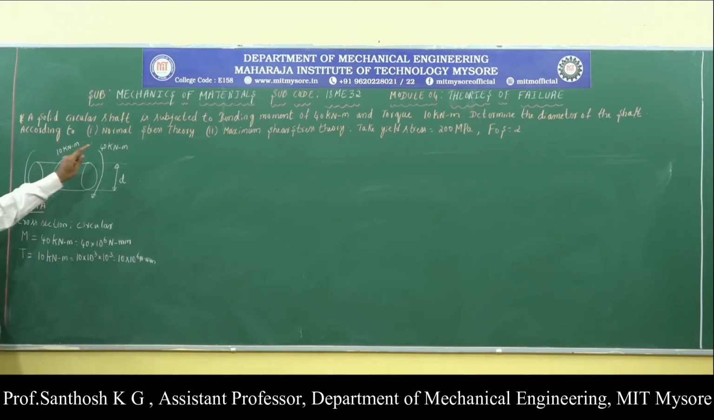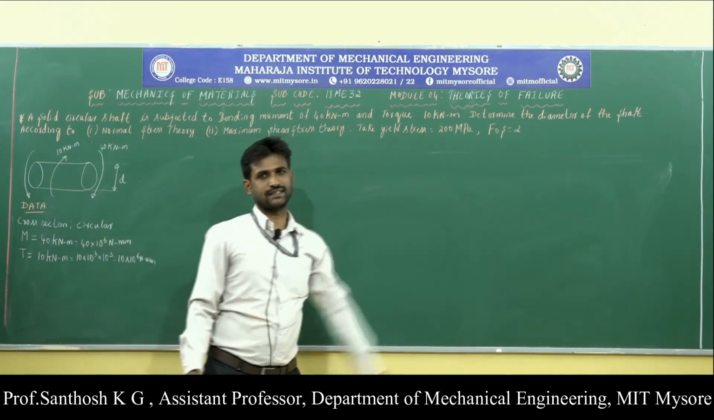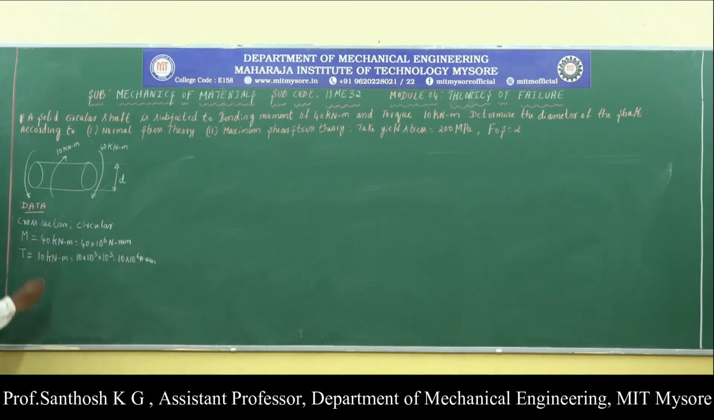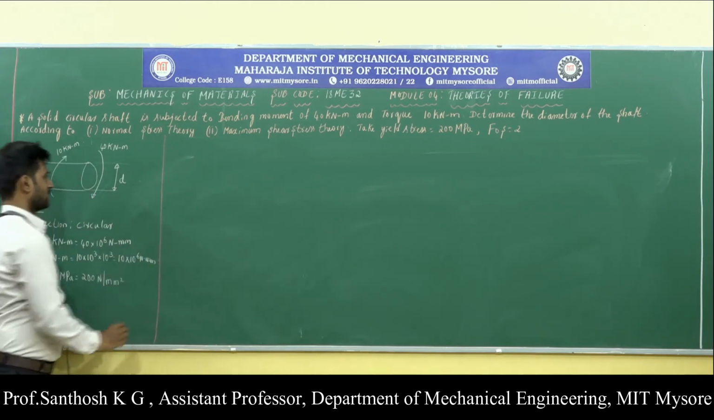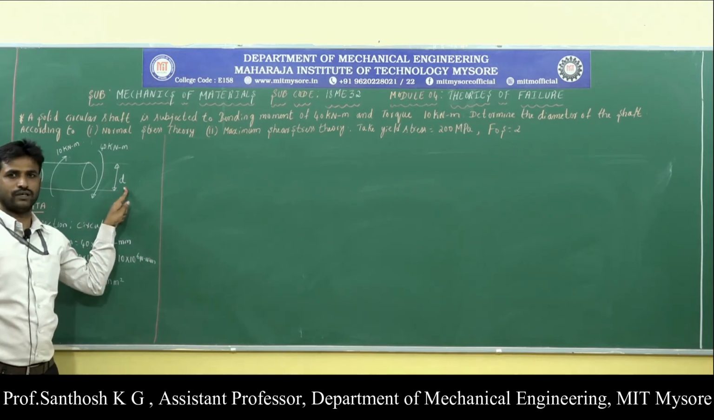Then the other data given is the yield stress of the shaft material. The yield stress of the shaft material is denoted by sigma y suffix t and it is equal to 200 megapascal or it is 200 Newton per mm square. Then the factor of safety is given as 2. So, using these conditions, let us try to find the diameter of the shaft.